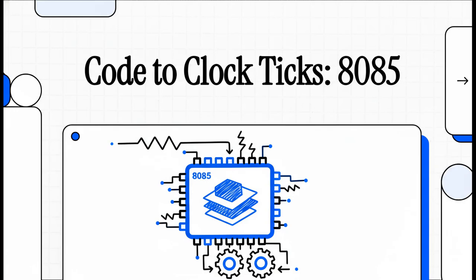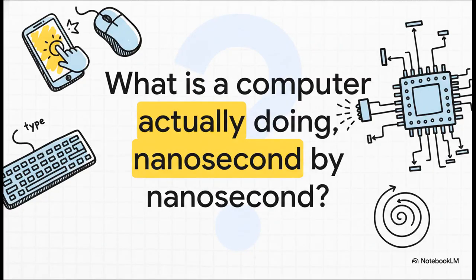Today, we're diving deep. We are going right down to the metal to see how a computer actually thinks. We're going to follow a single line of code as it becomes this precisely timed electrical dance, all happening inside the classic 8085 microprocessor. Seriously, think about it. We type, we click, we do all these complex things, but what is physically happening down on the silicon? How does a chip turn our commands into real actions? Well, that's exactly what we're going to unravel today by looking at the fundamental rhythm that powers every single computation.